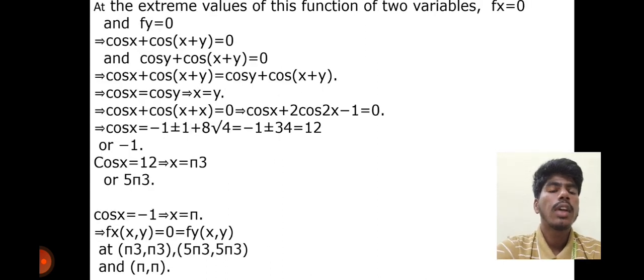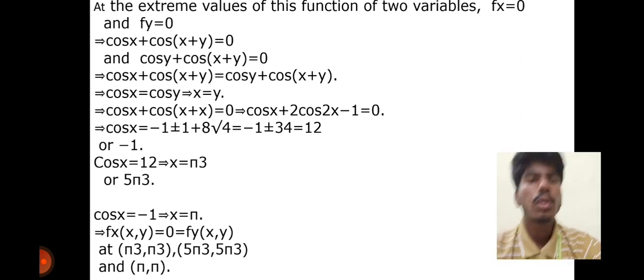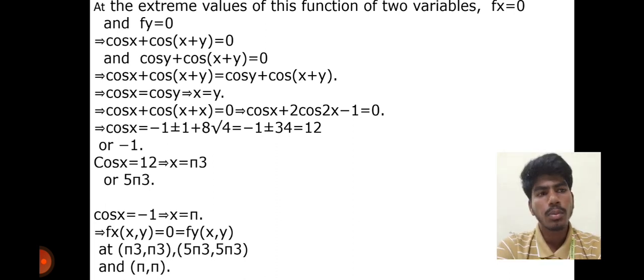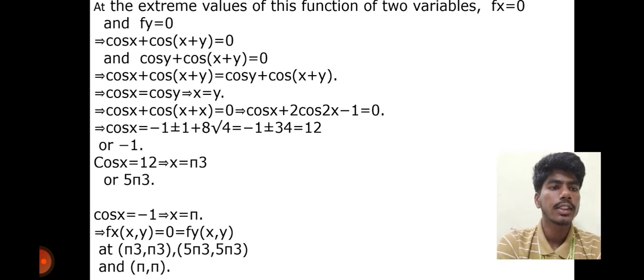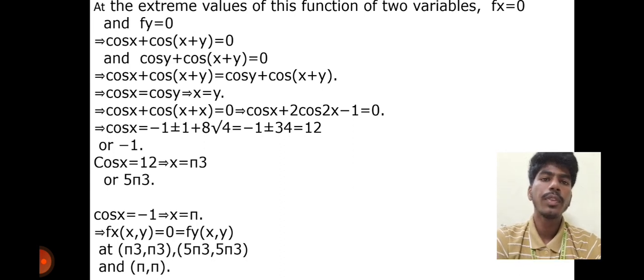Now at the extreme value of the function of two variables, f_x equals 0 and f_y equals 0. It means the first order derivatives with respect to x and y are equal to 0. So cos x plus cos of (x plus y) is equal to 0, and cos y plus cos of (x plus y) is equal to 0. Now cos x plus cos of (x plus y) equals cos y plus cos of (x plus y), so cos x is equal to cos y, so x is equal to y. The terms of x and y are equal.